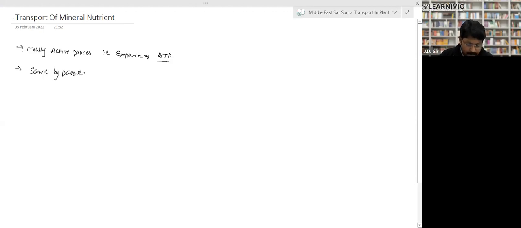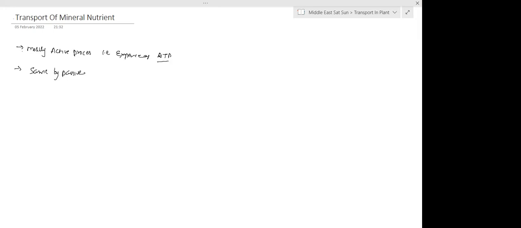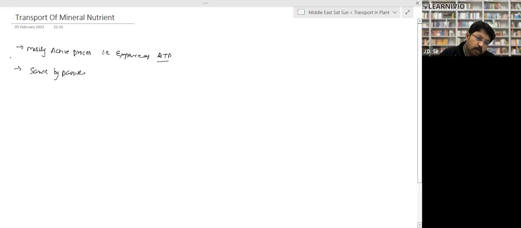Root endodermis, because of the layer of suberin, has ability. So look, we have already discussed that the endodermal cells have Casparian strip. Do you remember?